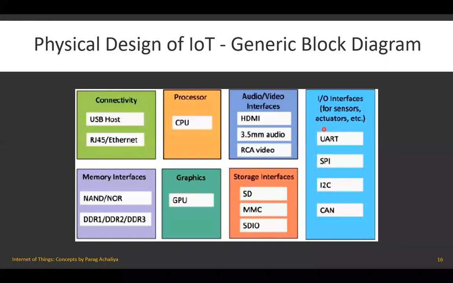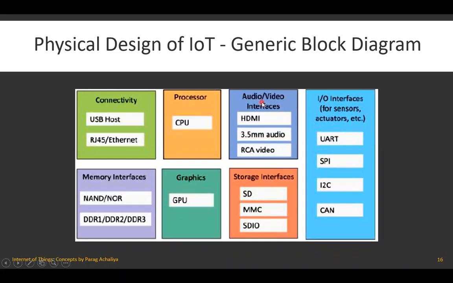So this is your physical block diagram, or the generic block diagram of your IoT device or IoT application. Remember, whenever you are going to use any sensor or actuator, all those sensors and actuators can be connected to these ports as per the application, as per the need, or as per the demand of your IoT application. This is related to your various IO interfaces.